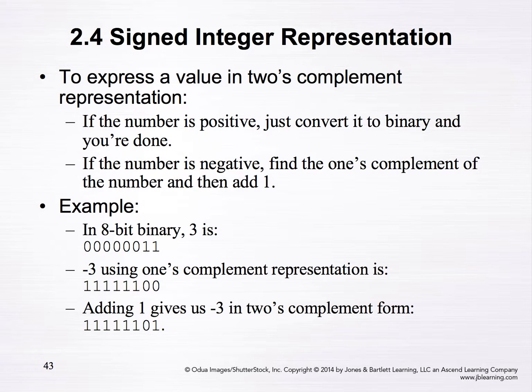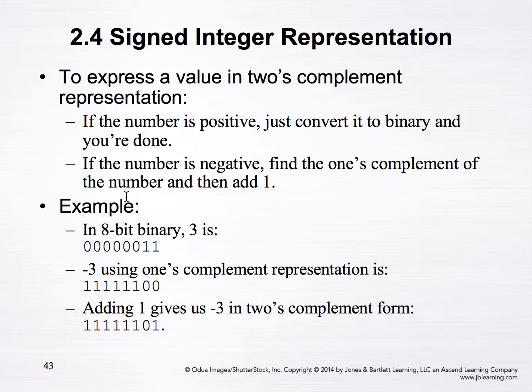So in this video, we will show how to represent a number in two's complement representation. In order to express a value in two's complement representation, there are two scenarios. If the number is positive, just convert it into binary and we are done. On the other hand, if the number is negative, we first need to find the one's complement representation of that number, and then we add one to the one's complement representation. Then we get the two's complement representation of the number.